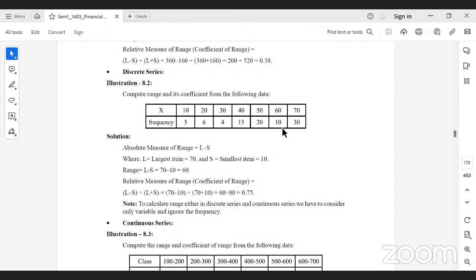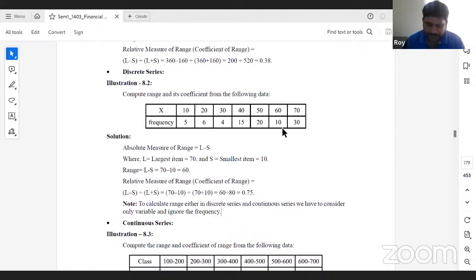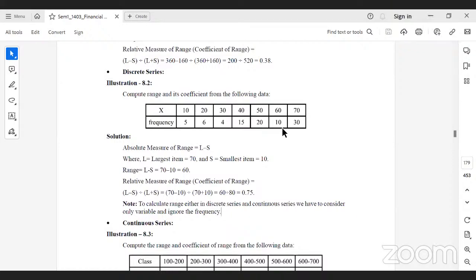Frequency is the number of repetitions, but to calculate the range we have to consider the value instead of frequencies. Frequency is the number of repetitions it has occurred, sir. But as per the formula, to calculate the range we consider the value rather than frequency.